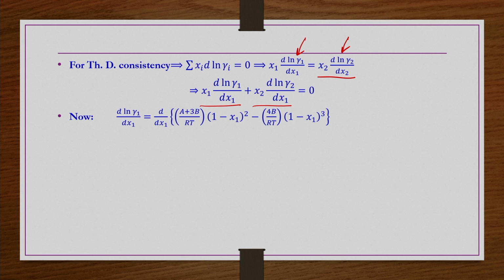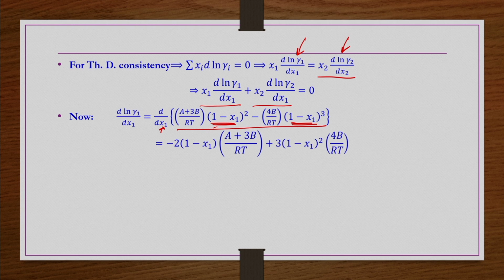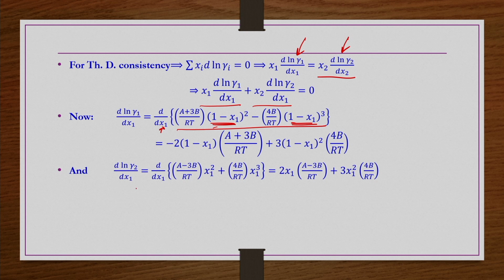So, d ln gamma 1 by dx1 is nothing but d by dx1 of ln gamma 1, which is a plus 3b by RT x2 square minus 4b by RT x2 cube. In place of x2 I am writing 1 minus x1 because this differentiation I have to do with respect to x1. So, then you get this expression. Similarly, d ln gamma 2 by dx1 is nothing but d by dx1 of a minus 3b by RT x1 square plus 4b by RT x1 cube. Here I have to differentiate with respect to x1, so I am not writing this x1 as 1 minus x2, that is not required. So, we have this term.